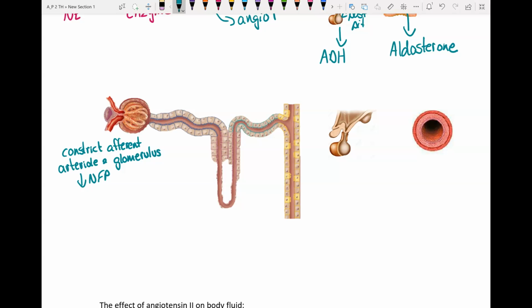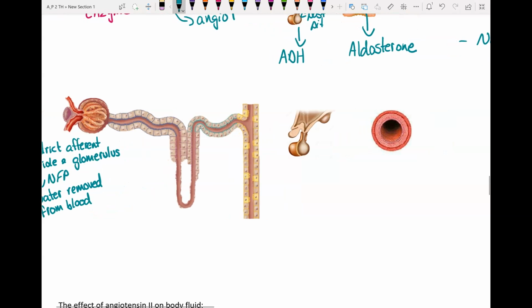So you are taking less water out of the blood up front. Remember that 180 liters you take out per day? You are reducing that. So this reduces the water removed from the blood. Another thing you're going to do is get more sodium potassium pumps. So down here at the end, we're going to have more sodium potassium pumps. That's what the aldosterone is going to do.